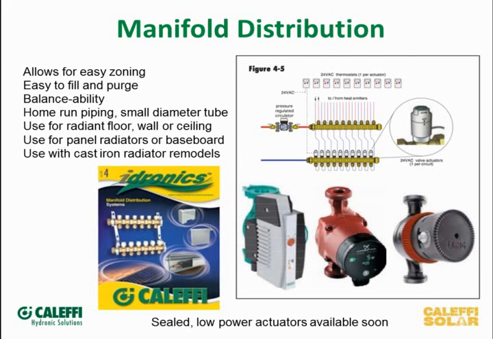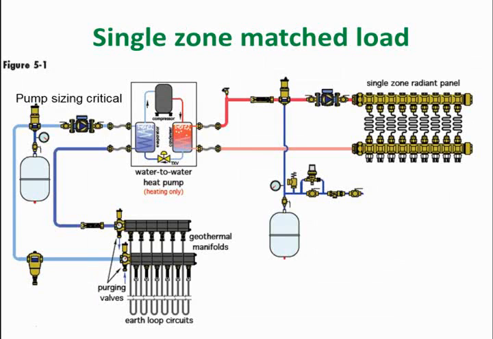Now, if you do have a system where you've got a matched load, which doesn't happen very often, but it is possible to pipe a system like we're showing here. So we're going to go through these drawings now. We're going to start with a very simple one, and they're going to get more complicated as we go. We're going to start bringing in boilers. We're going to start bringing in solar. We're going to start bringing in additional buffer tanks.